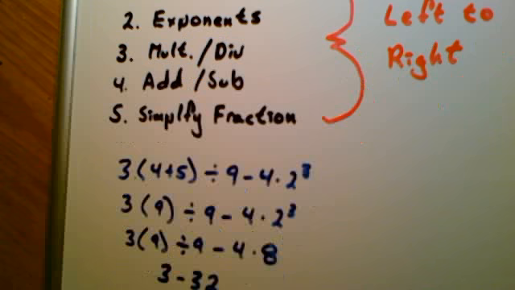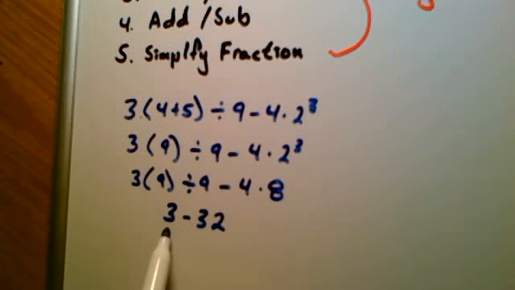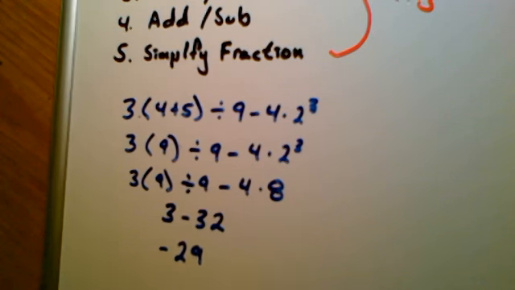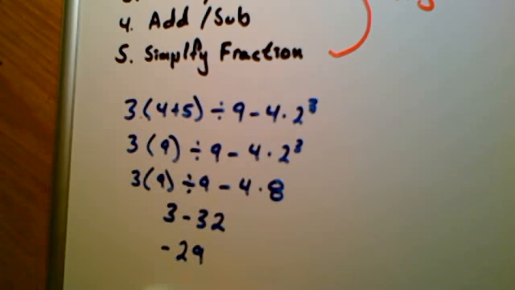Then we have a 3 and a negative 32. Think of that as a negative 32. We gain 3, we lose 32. So our answer then would be negative 29. So follow the order of operations. Let's look at one more problem.